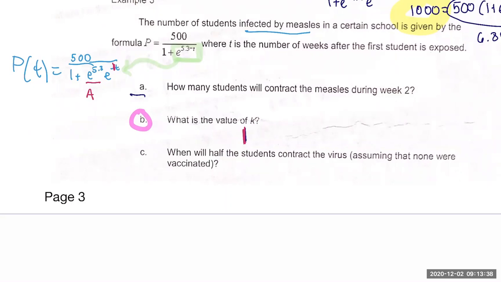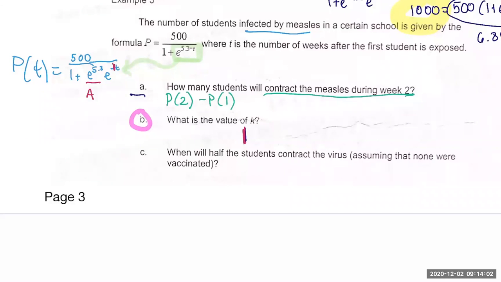And the clarification is it's just week 2, just during week 2. What would you guys have to do? You would have to figure out... Good, yeah, you would have to figure out the number of people infected in week 2 and subtract out week 1. So very good. So week 2 minus week 1.